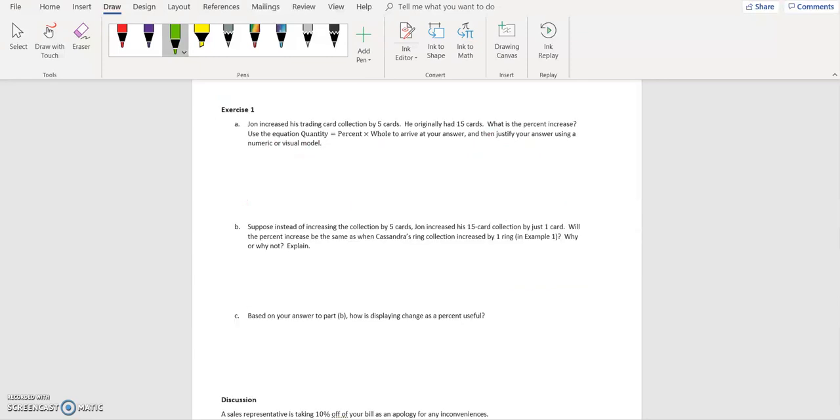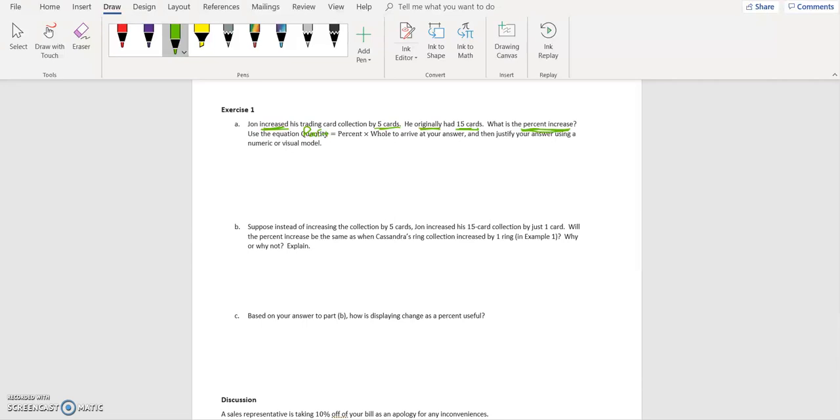Exercise 1. John increased his trading card collection by 5 cards. So it's increasing, and by 5 cards. He originally had 15. What is the percent increase? And in this case, it's saying it is going to be an increase. Use the equation quantity, and remember we said it's the same as saying part is equal to percent times the whole to arrive at your answer. Then justify your answer using a numeric or visual model.